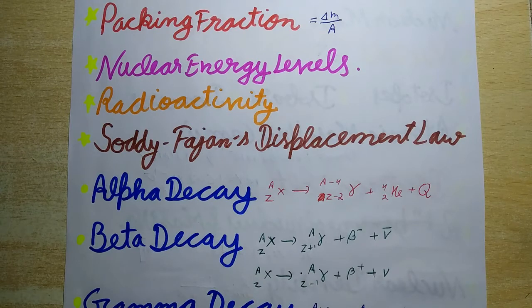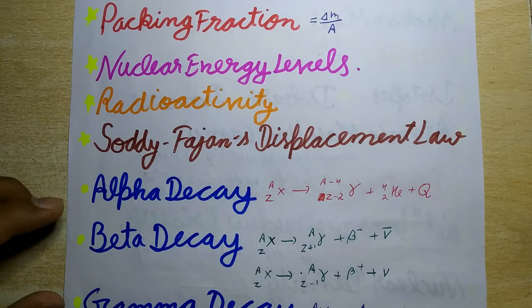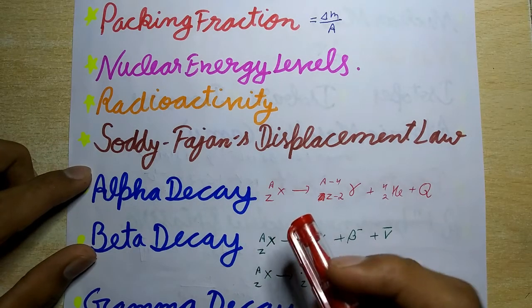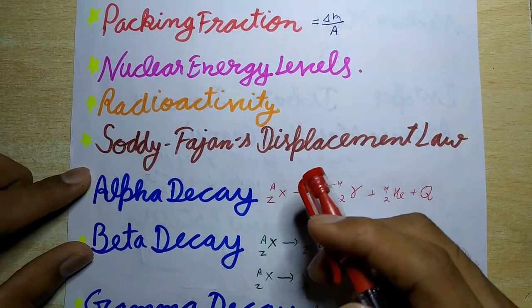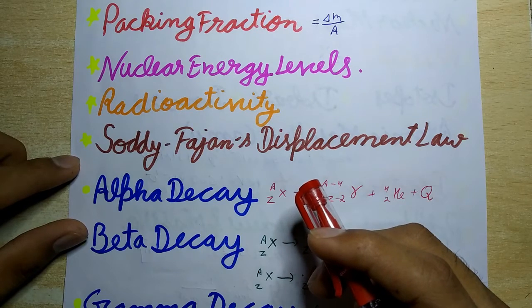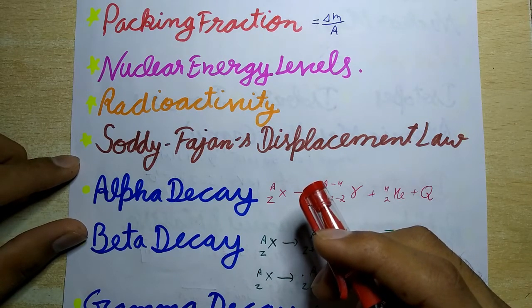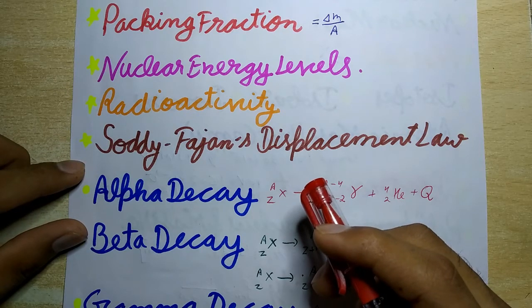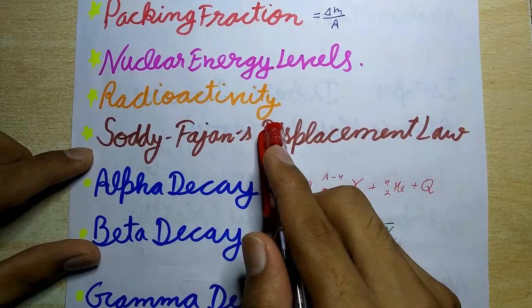Now next is nuclear energy levels. Like an atom, the nucleus exists in nucleonic configurations which correspond to the nuclear stationary states. The stationary state of the lowest energy is called the ground state, and when a nucleus makes a transition from one level to a level of lower energy, it emits a photon belonging to the gamma ray region of the electromagnetic spectrum. Now next is radioactivity.